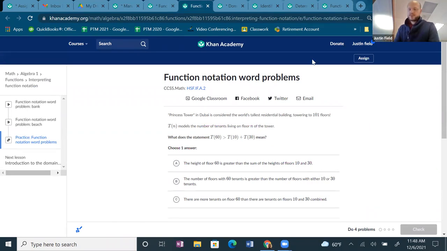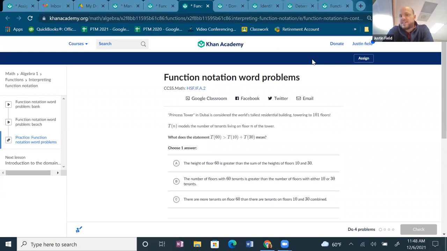Whoa, word problems. All right, let's read it. Princess Tower in Dubai is considered the world's tallest residential building, towering to 101 floors. T of n, but we're gonna make a taller one, right? T of n models the number of tenants living on floor n of the tower. So in this one, just like word problems from systems, we want to know what the variables are. So we have T of n.